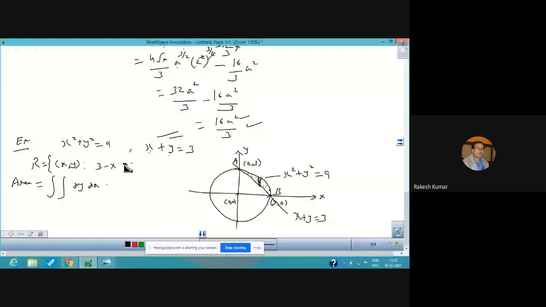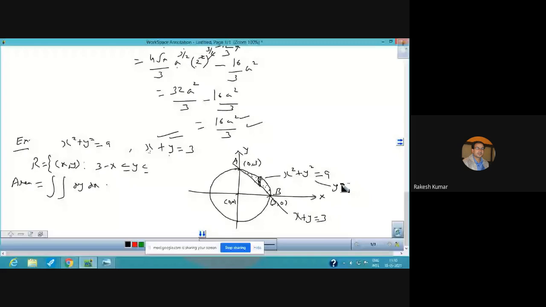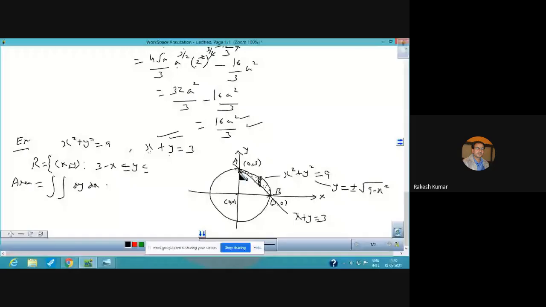Now we require the upper limit. At this point, the value of y from the circle will be plus minus under root 9 minus x square. As we are in the first quadrant, this area lies in the first quadrant, so we have to take the positive value. So square root 9 minus x square. And for the limits of x, you have 0 to 3.